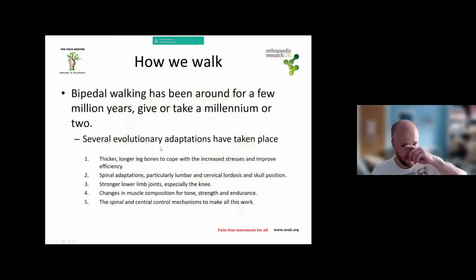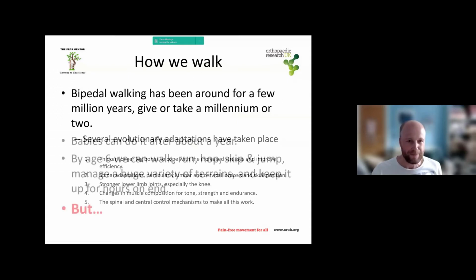There are also some non-skeletal adaptations. So our muscles, particularly our lower limb and our anti-gravity muscles, are much stronger. The muscle composition is different. Whereas great apes have got a much higher percentage of fast twitch fibers for explosive power, we've got a lot more of the slow twitch fibers for strength and for endurance. And we've also got a number of neurological changes to allow this to work.